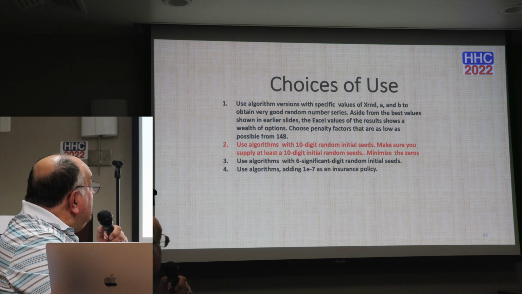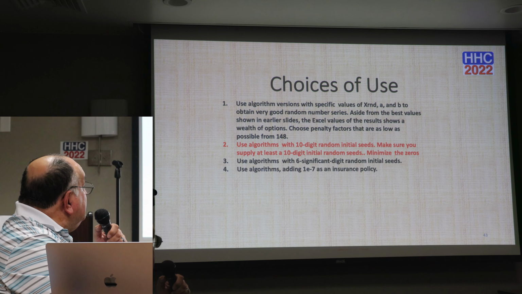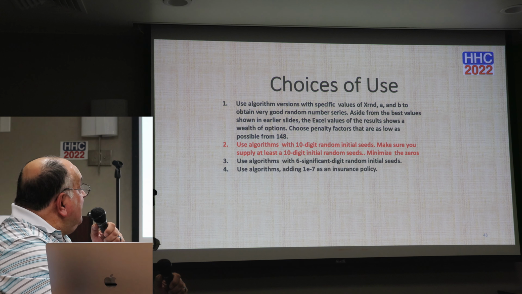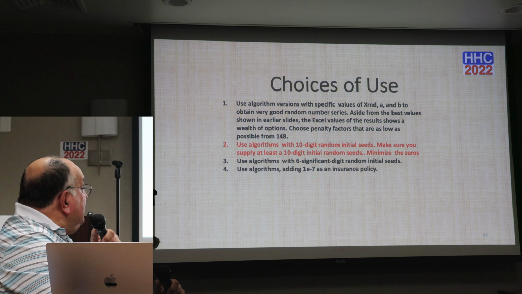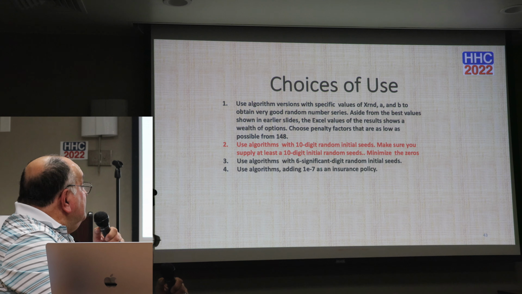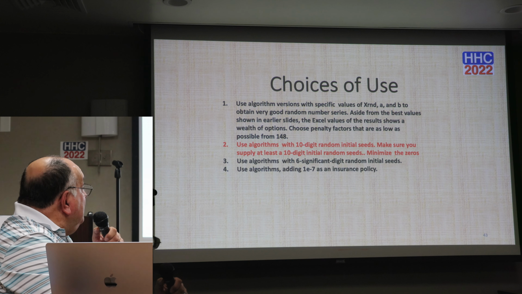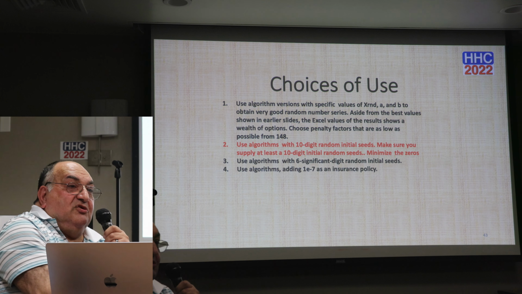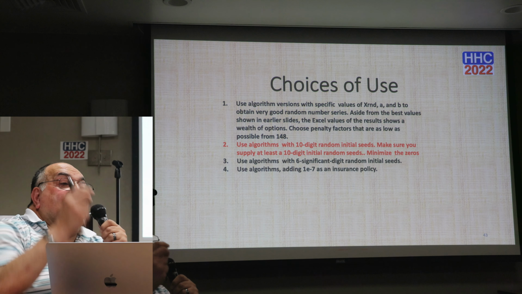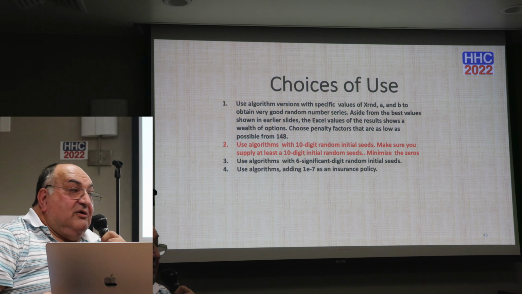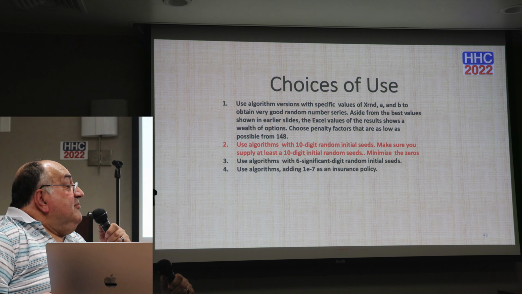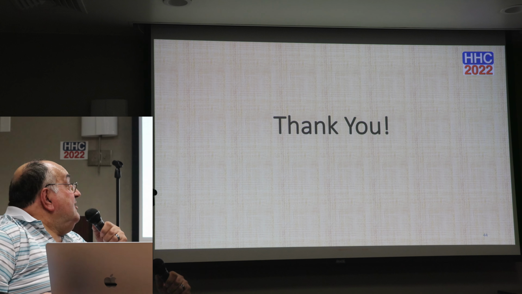Use the algorithm with 10-digit random initial seeds. Make sure you supply at least a 10-digit random seed and minimize the zeros. You can use the 6-decimal initial random seed, or even the 1e to the -7, the ones that showed promise. But again, the second algorithm that I showed did well in both stages.